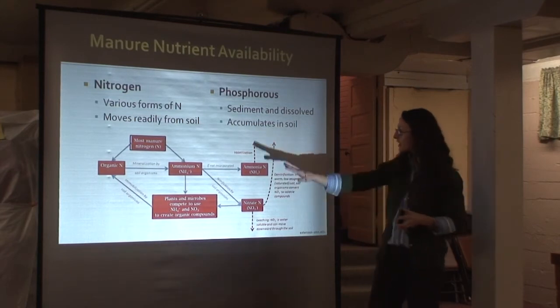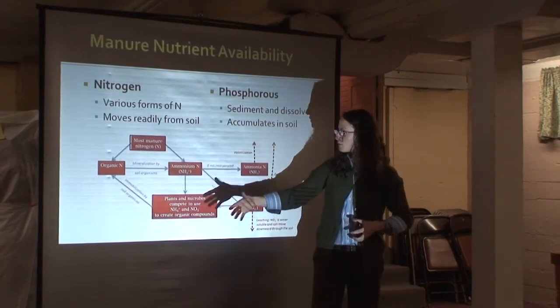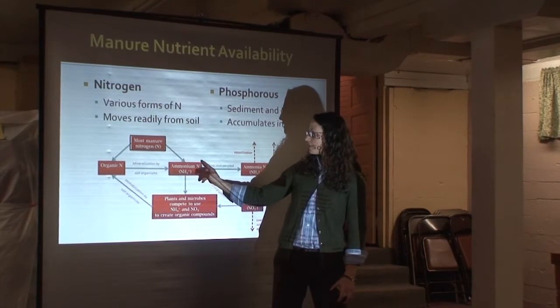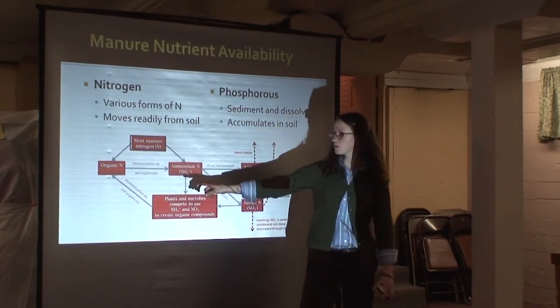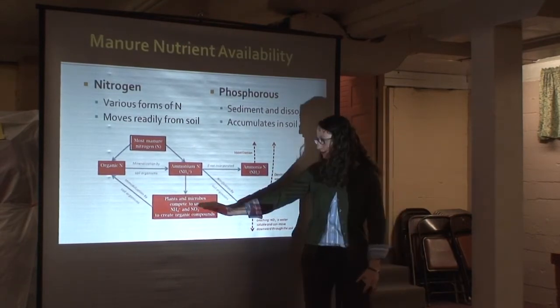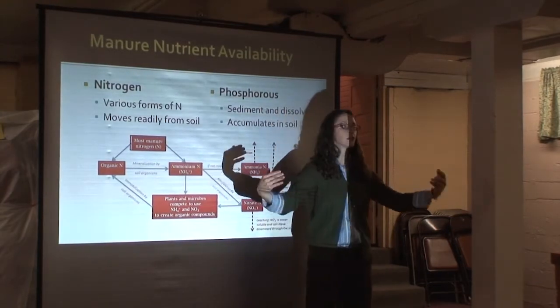And so this is just kind of a schematic of nitrogen. Manure nitrogen comes out in two forms. It's about 50-50 organic nitrogen and ammonium nitrogen. This ammonium nitrogen is the piece that can be utilized by plants, or is converted to nitrate by nitrification and then utilized by your plants as well. Organic nitrogen takes a little bit longer.